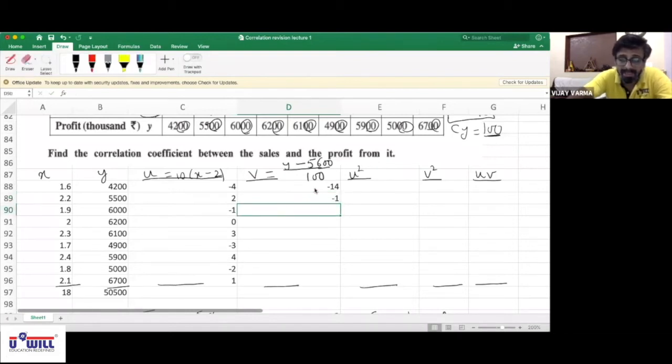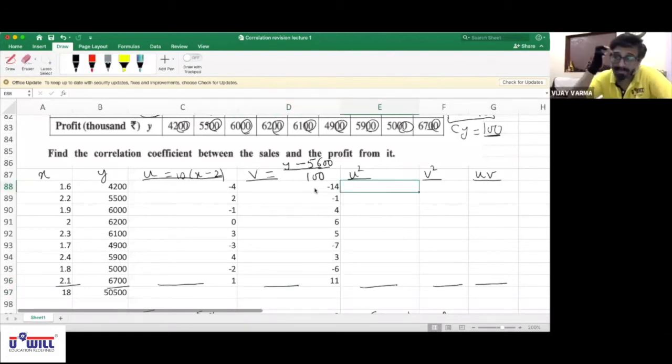6,000 minus 5,600 divided by 100, you must get 4. 6,200 minus 5,600 divided by 100, you must get 6. 6,100 minus 5,600 divided by 100, you must get 5. 4,900 minus 5,600 divided by 100, you must get minus 7. 5,900 minus 5,600 divided by 100, you must get 3. 5,000 minus 5,600 divided by 100, you must get minus 6. 6,700 minus 5,600 divided by 100, you must get 11.